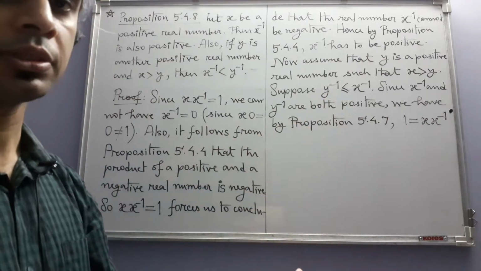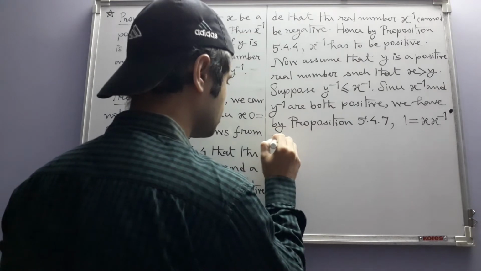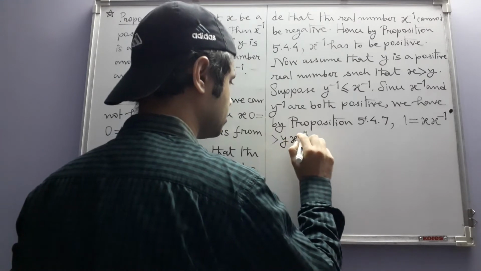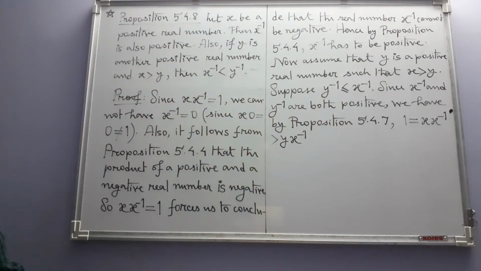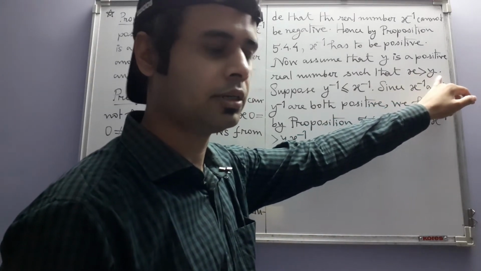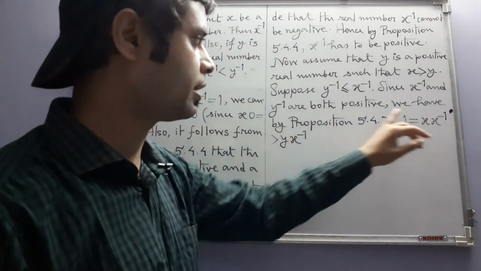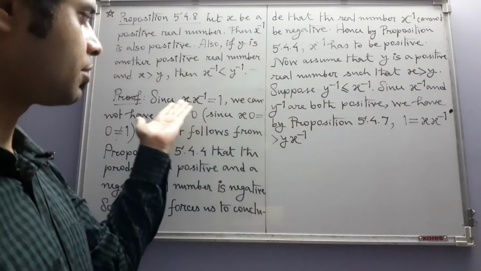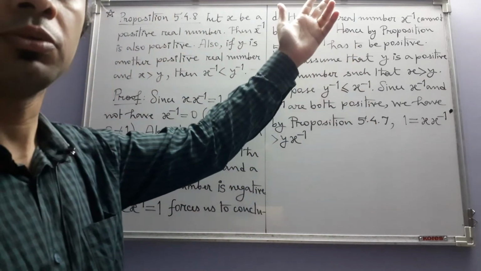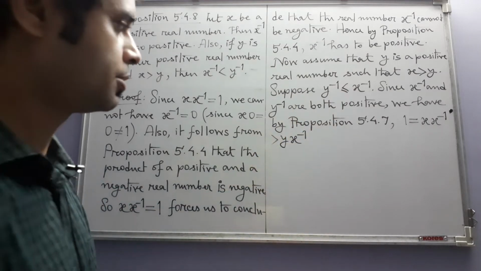we can multiply both sides of this inequality by x inverse to obtain this, y times x inverse. Okay, so here what we have done, we have multiplied on both sides of this inequality by x inverse to obtain this inequality. We can do this because x inverse is positive, and that is coming from the first part of this proposition that we have already proved above. If x is a positive real number, then its reciprocal is also positive.